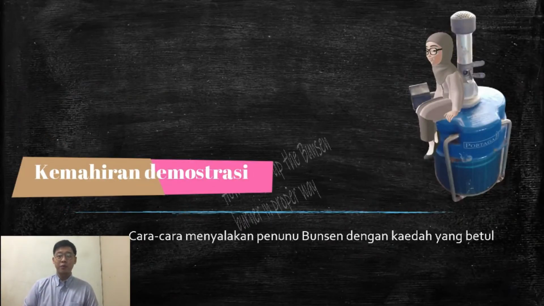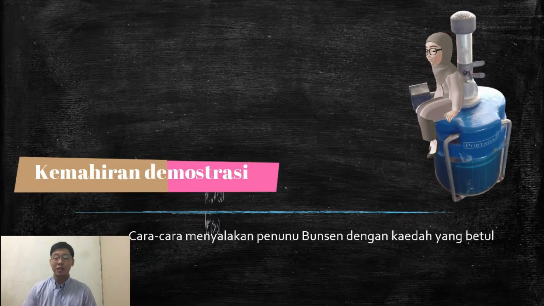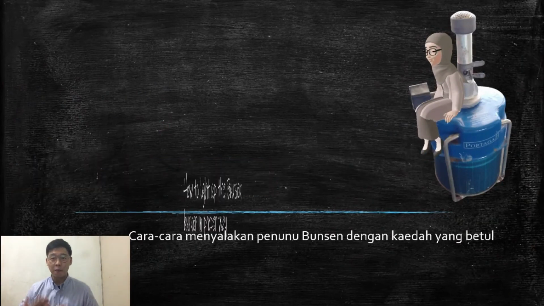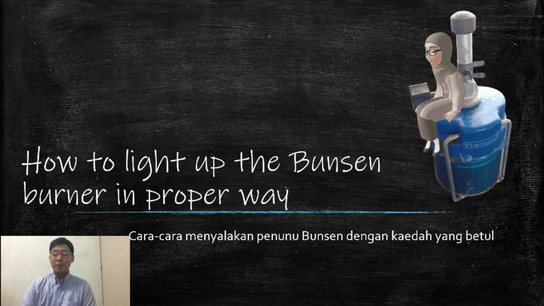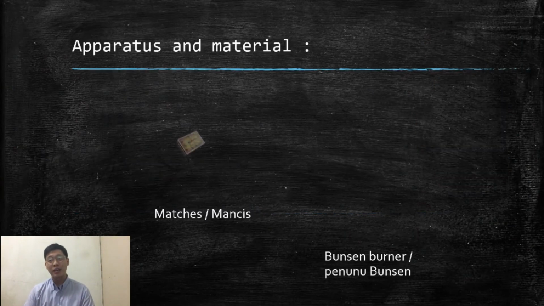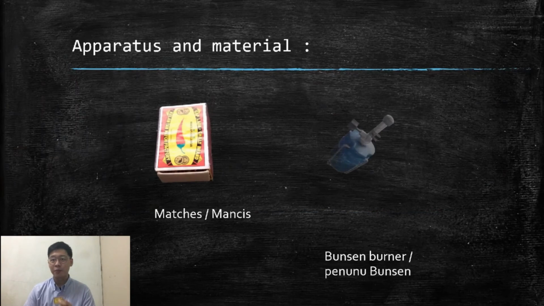Alright, students. We'll continue our study about the correct method of using the Bunsen burner. First, the Bunsen burner is a very familiar apparatus that is used in the chemistry subject. For this session, the apparatus and material we need are the Bunsen burner and also the match.